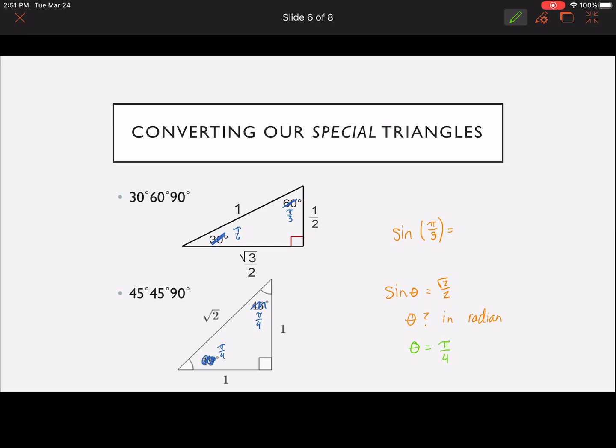Dora says, you're right. Sine of theta equals root 2 over 2 in radians is pi over 4. Or sine of pi over 3, you're right. It's root 3 over 2.